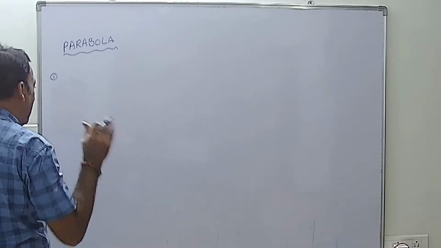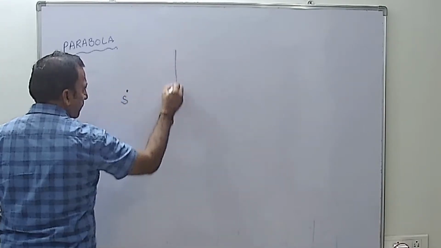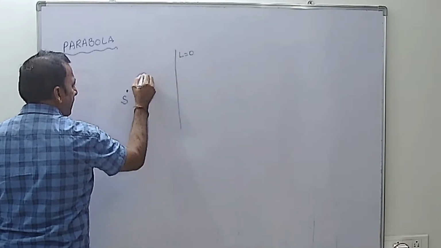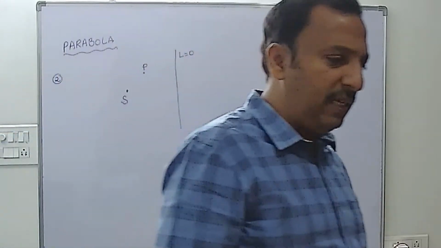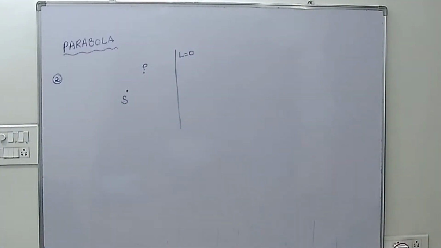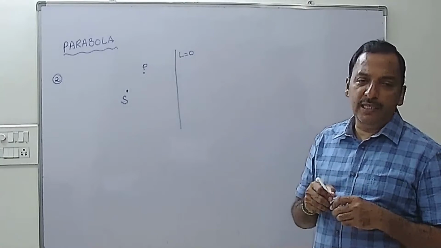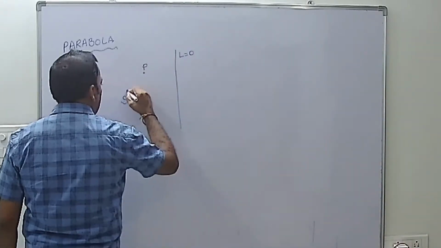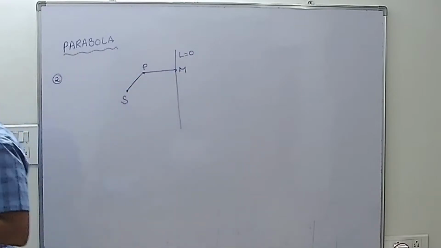Okay, దీన్ని డీటెయిల్డ్ గా దానికి డెఫినేషన్ నెంబర్ 2 అని పెట్టుకుందాం. S is a fixed point. L = 0 is a fixed line. A point P is moving such that its distances from the fixed point and the fixed line are always equal.